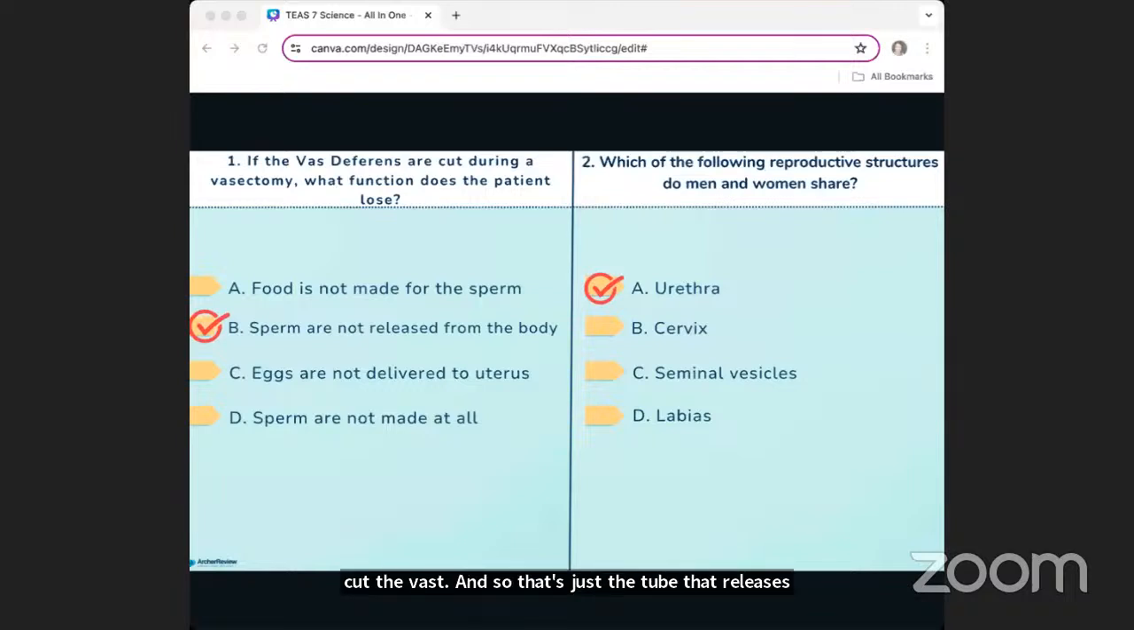Question 2, which of the following reproductive structures do men and women share? The correct answer here is A.